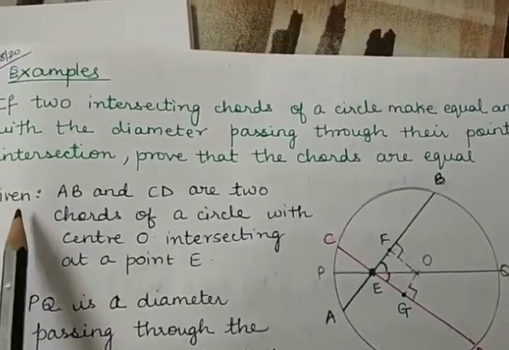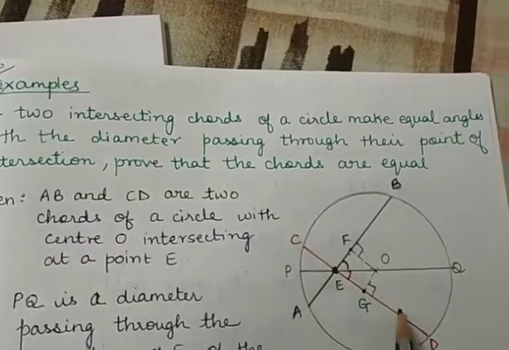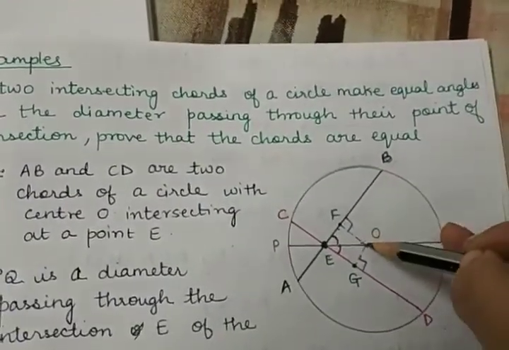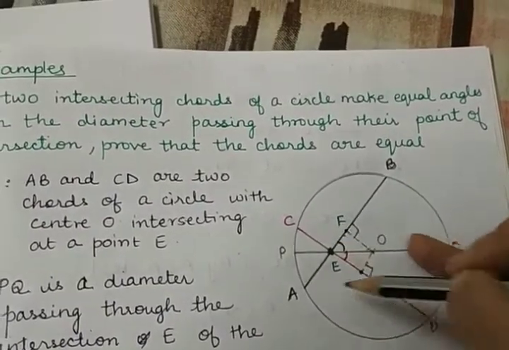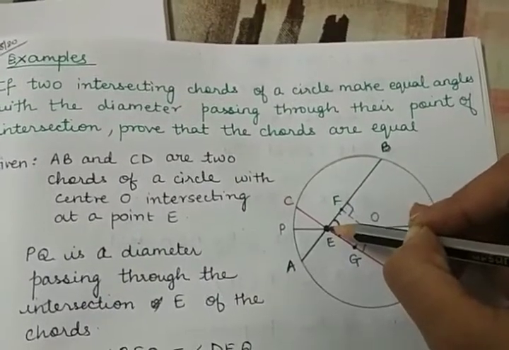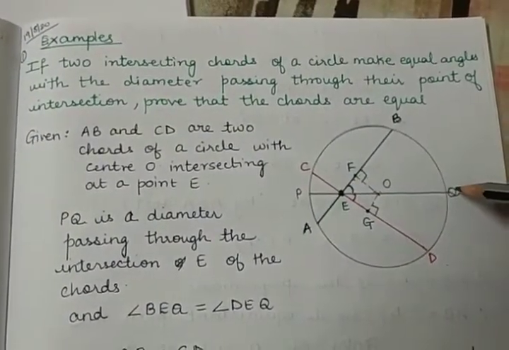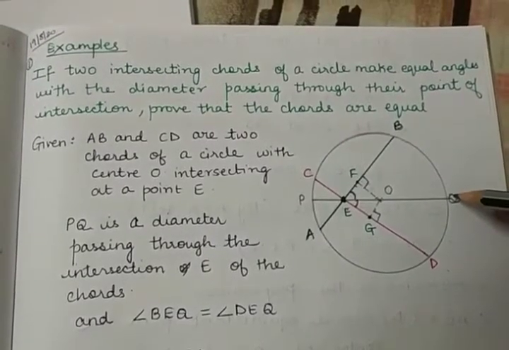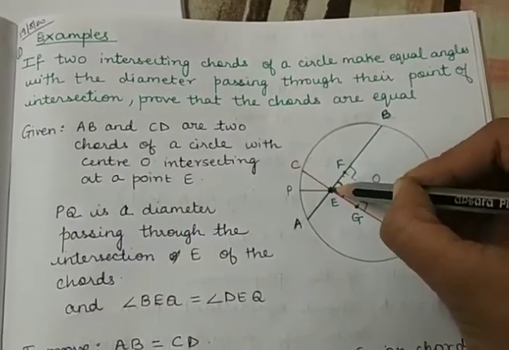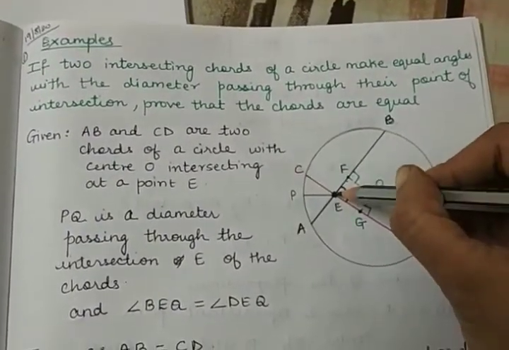So let us write down what is given to us. It is given that AB and CD are two chords of a circle, the center of the circle is O, and these two chords intersect at the point E. What else is given to you? That PQ is the diameter of the circle and PQ is the diameter passing through the intersection E of the chords.